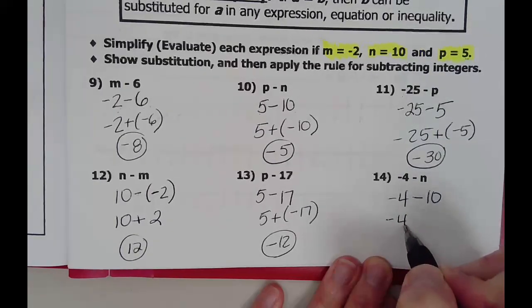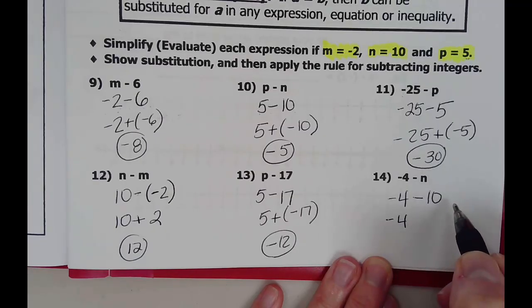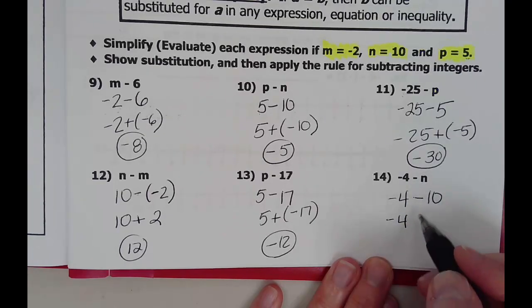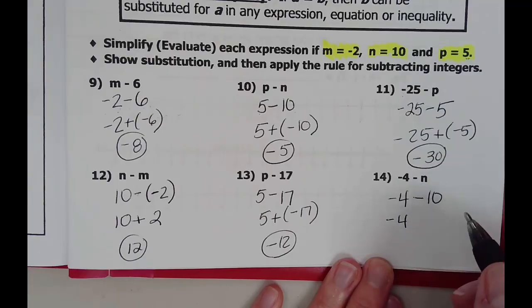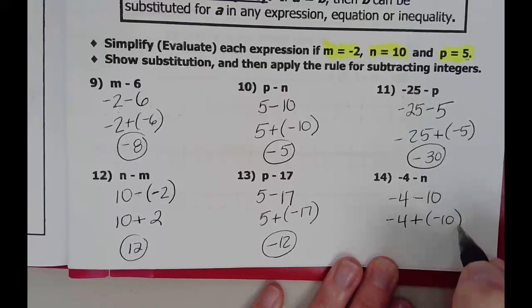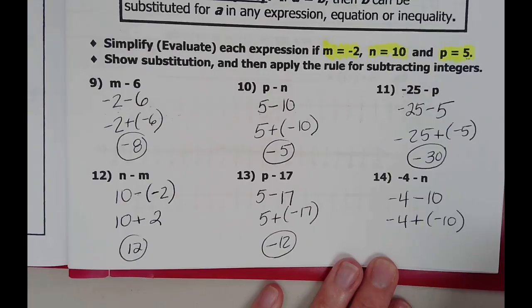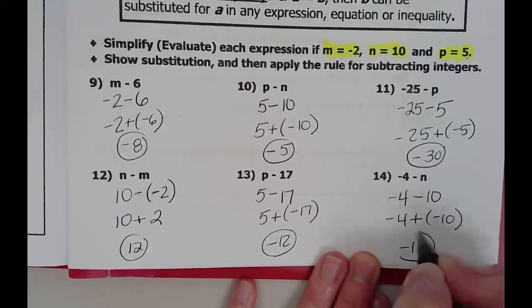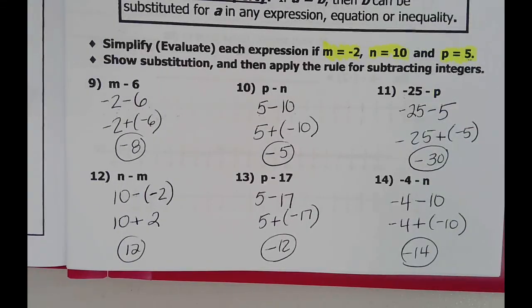Negative 4 minus 10 is what I have. I don't want to rewrite the same thing again. So I have negative 4. Subtraction, I'm going to change to addition. 10 is going to change to negative 10. So if I have negative 4 and negative 10, negative 14. Any questions?